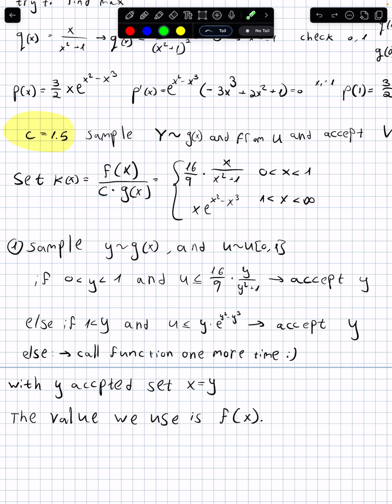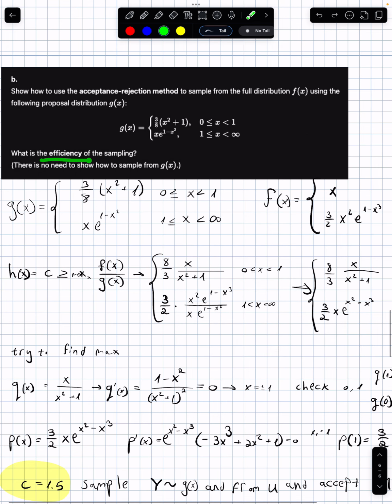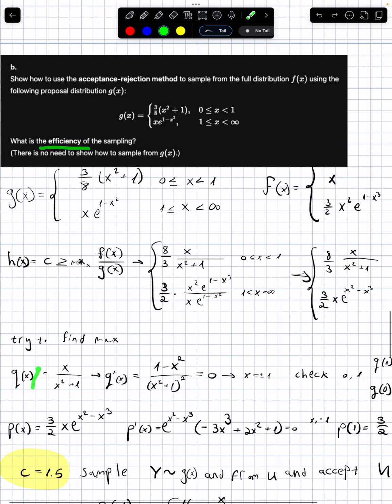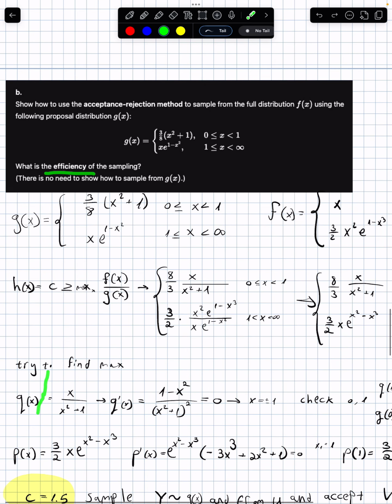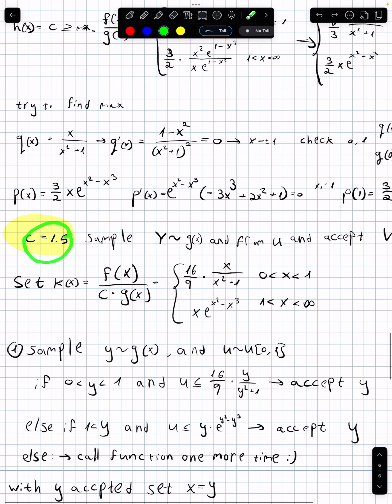And they ask us also, what is the efficiency? So the efficiency, it's pretty easy to see. That will be 1 divided by 1.5, 1 divided by c, and meaning it will be 66 point something percent. Okay, so it's 2 divided by 3, 2/3.